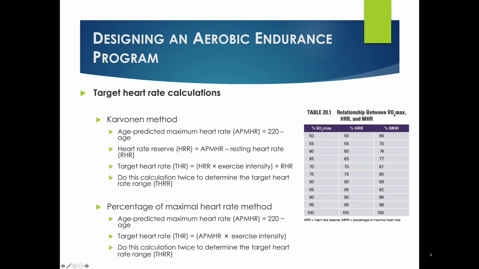And so the Karvonen method is where you go 220 minus your age. Once again, that gives you your age predicted max. You subtract resting heart rate, and then you multiply that by your target intensity, and add back in the resting heart rate. That gives you that very specific heart rate range to be training at for that individual. And that's the preferred method, more or less.